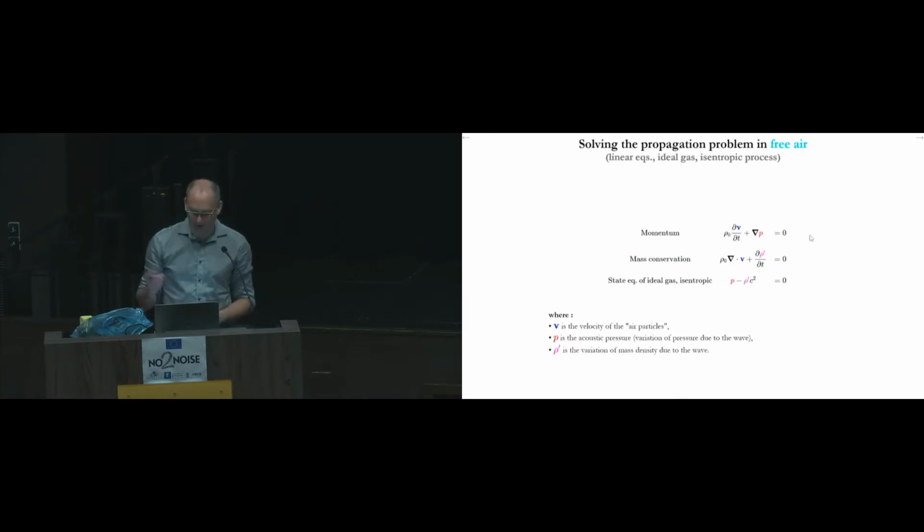As we have only two equations and three unknowns, we need a new equation which will link everything, and this is a state equation. We assume that the air is an ideal gas with isentropic exchange of temperature.